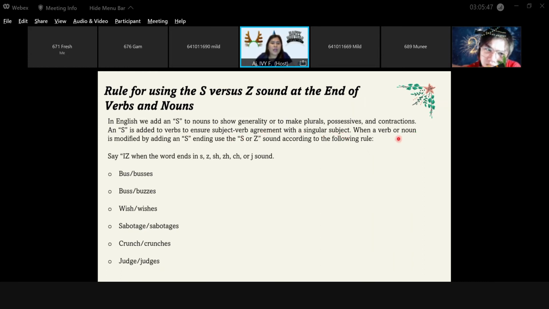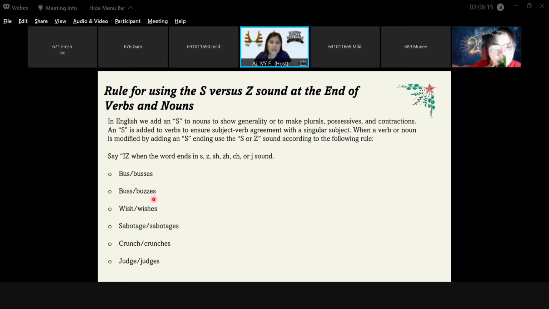When a verb or noun is modified by adding S, the ending uses an S or Z sound according to the following rule. It says here, remember this, okay? When the word ends in a Z, sh, ch, or J sound.